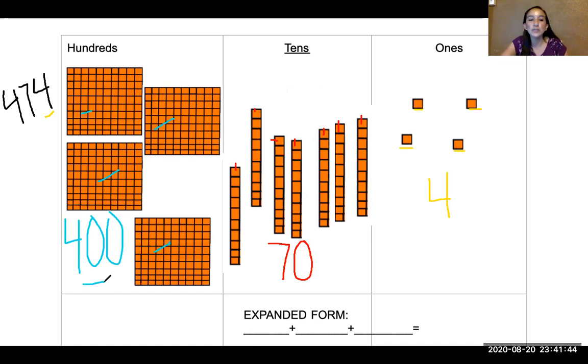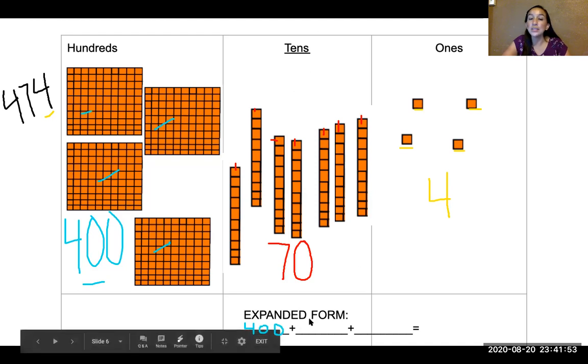So we see 400 first. So I'm going to write it in here. Make sure we are writing it into our notebooks, friends. Then we see how many tens? Good. We see 70. And how many ones was that, friends, that we said? Good. We see 4. So now we're going to add 400 plus 70 plus 4. And that should give us, good, 474.